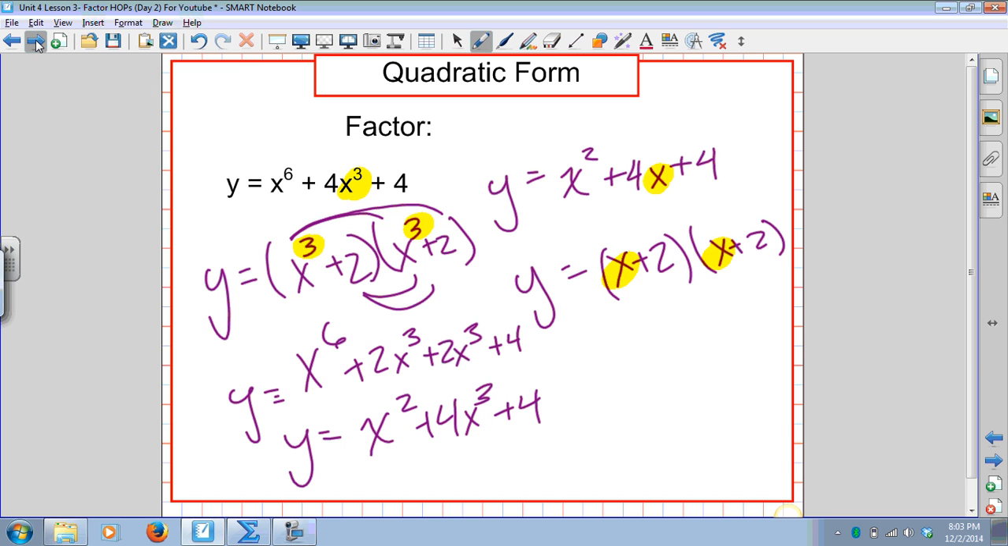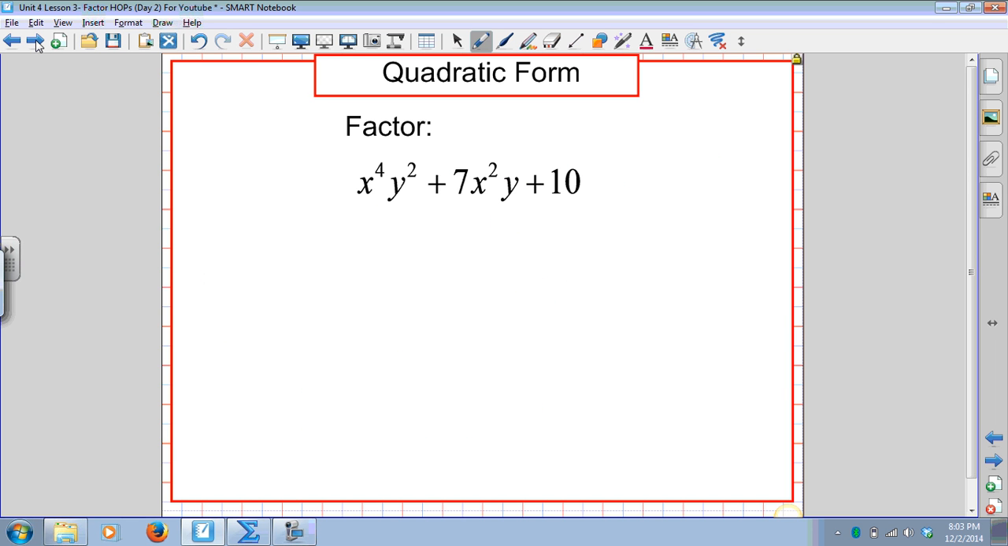Okay, so let's take a look at a tough one. I have x to the fourth y squared plus 7x squared y plus 10. Now, I don't blame you if you look at this and you think, wow, that's really, really hard. Think of it instead like this. I'm already using x's and y's, so I'm just going to use u for a second. If I had u squared plus 7u plus 10, that would factor to u plus 5 times u plus 2.